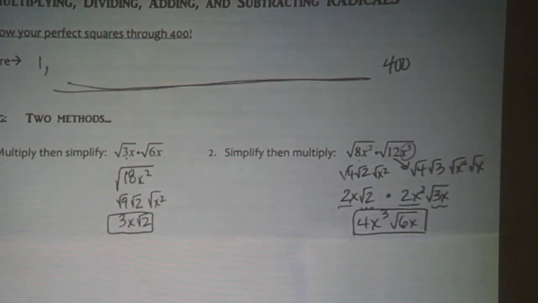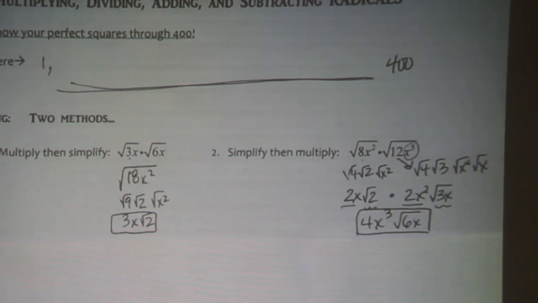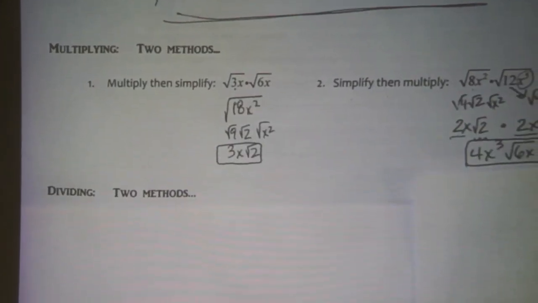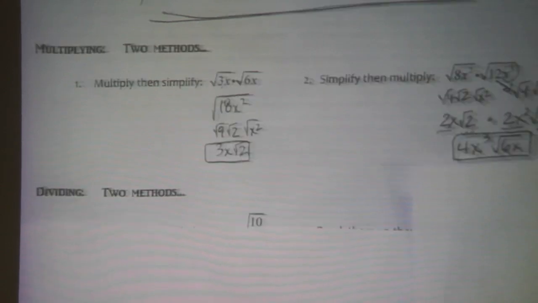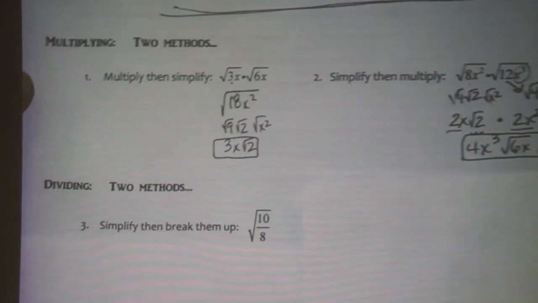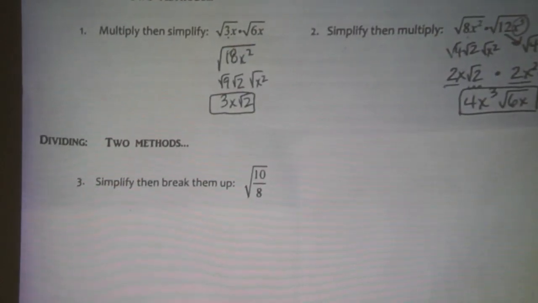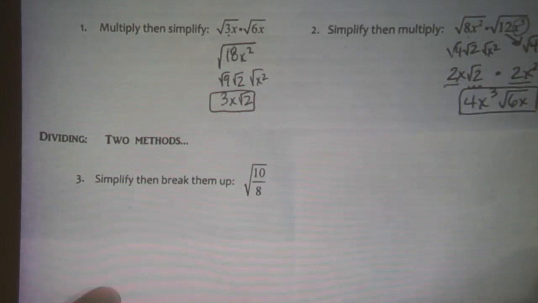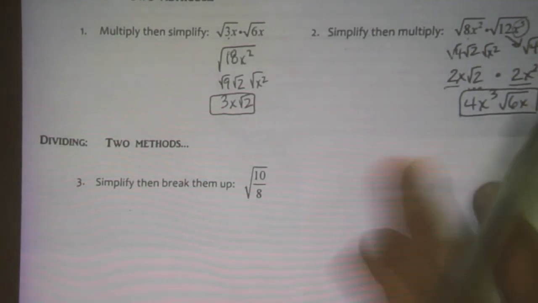Let's move on to dividing. When you're dividing radicals, again, there's 2 ways that you can look at this. The first way is to simplify the fraction under the radical and then break up the radical. Here's what I mean when I say that.